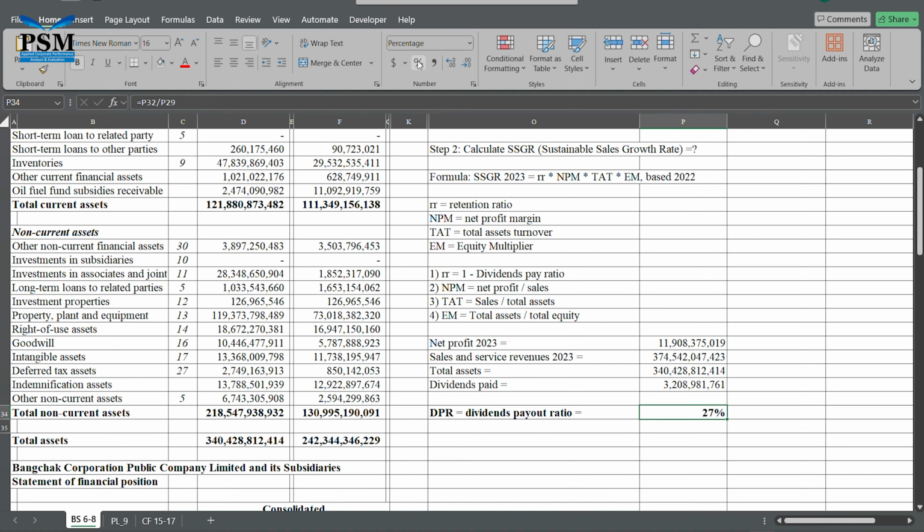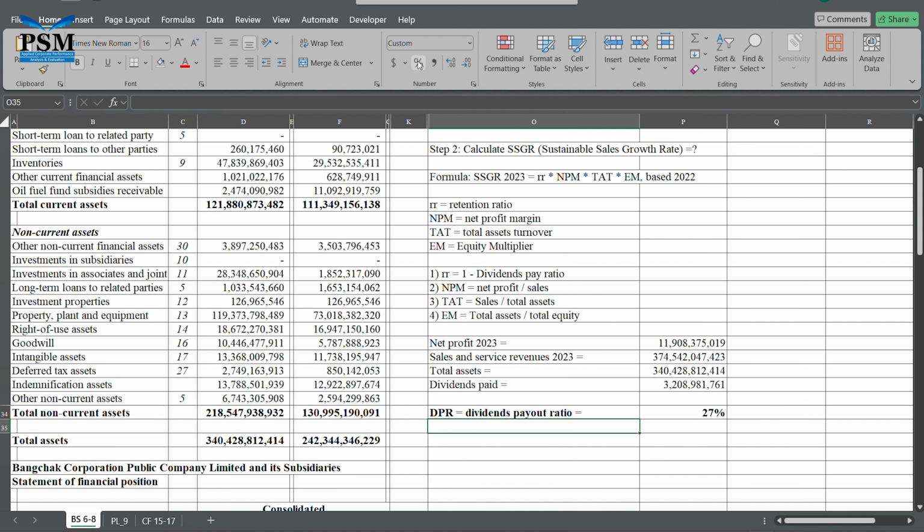So we already have the dividend payout ratio, 27% for the year 2023. It means from every $100 of profit the company earned, it has given its shareholders $27.